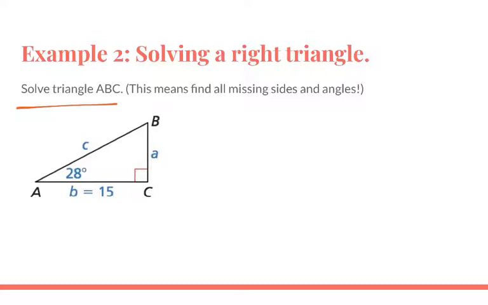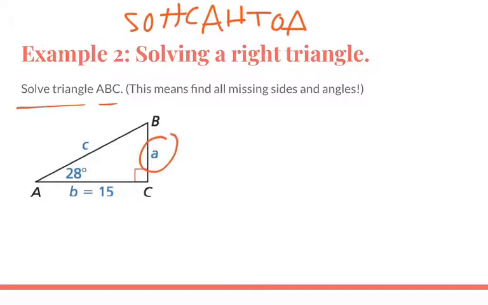We have two missing sides, A and C. Luckily, we already know B. Since I only have one known side, though, I can't do the Pythagorean theorem, so again, I'm going to have to use SOHCAHTOA to figure out either side A or side C. It doesn't matter which one we want to start with. I'll go ahead and do side A, but we definitely could have easily solved for side C first. It doesn't really matter.